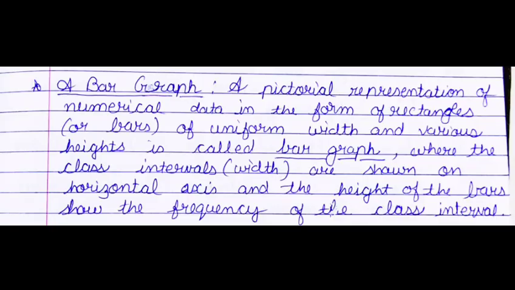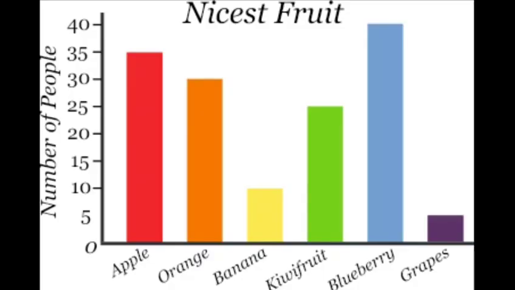A bar graph is a pictorial representation of numerical data in the form of rectangles or bars of uniform width and various heights, where the class intervals are shown on the horizontal axis and the height of the bar shows the frequency of the class interval. Let us see some examples of bar graphs.